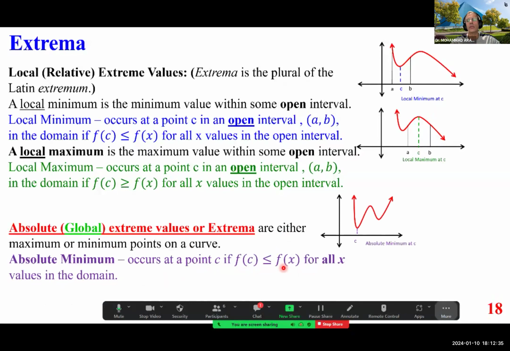So, for example, when you look at this one, local min, local max, local min. This one is both a local min as well as an absolute min. Why is this the absolute minimum? There is no point on the graph which has a smaller y coordinate.